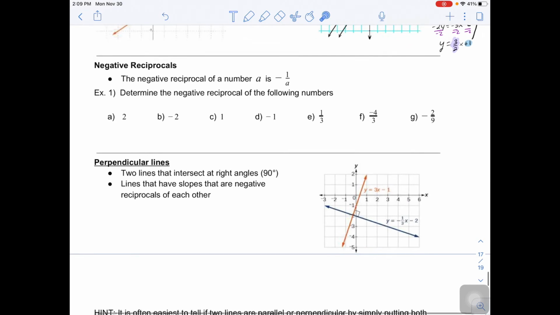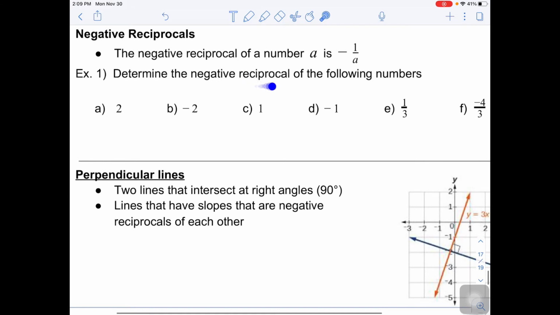Now, before we move forward about perpendicular lines, you want to know all about negative reciprocals. So the negative reciprocal of a is negative 1 over a. So a reciprocal is essentially just taking a number and flipping it, and then you apply a negative to it. So the negative reciprocal for 2 would be negative 1 over 2. The negative reciprocal of negative 2 would be positive 1 over 2. See how we just changed the signs?